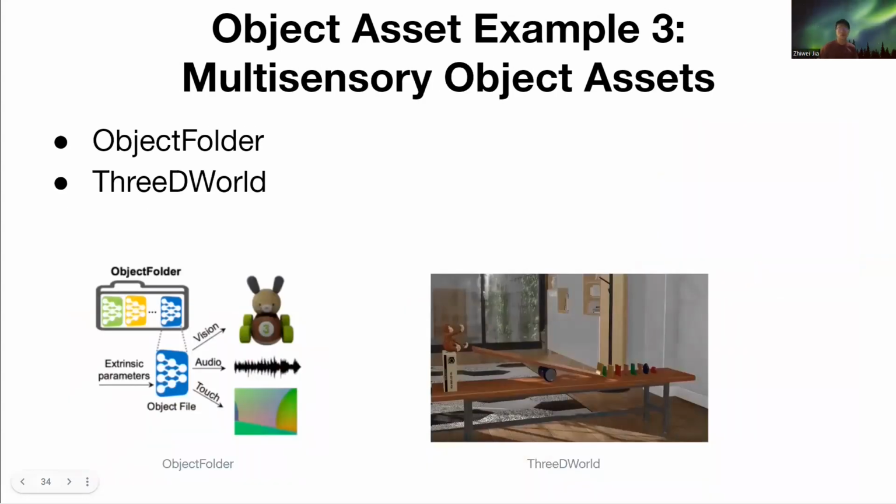The last example is multisensory object assets, which are object assets that consider multisensory data. For instance, ObjectFolder incorporates acoustic and tactile information for each object in this repository. And ThreeDWorld features realistic acoustic effects for object interactions such as collisions. These sorts of properties can help the agent to understand the scene better through advanced scene understanding.